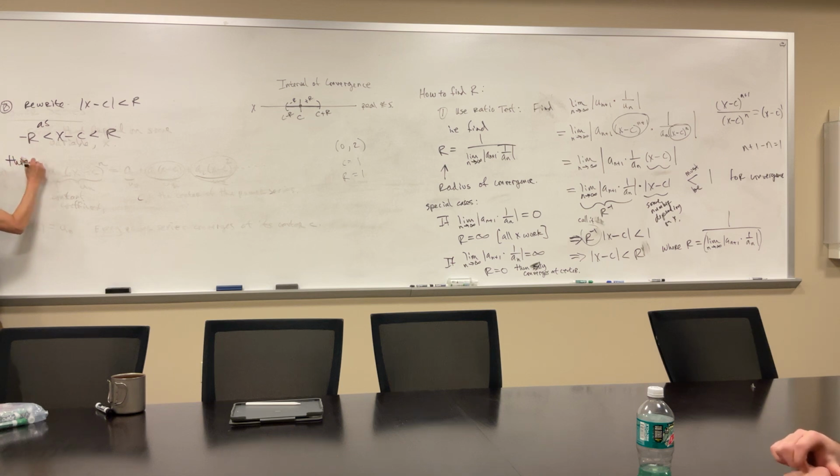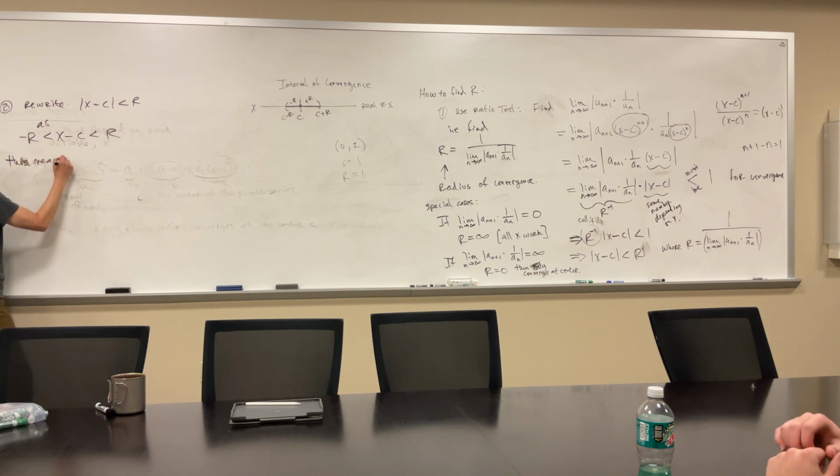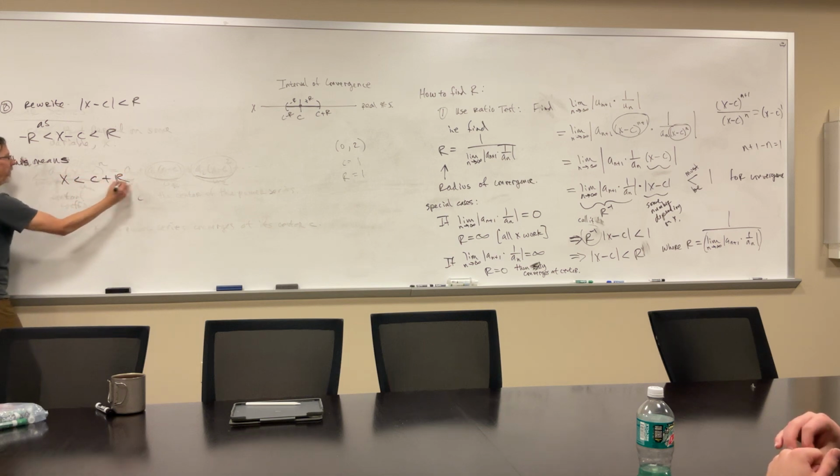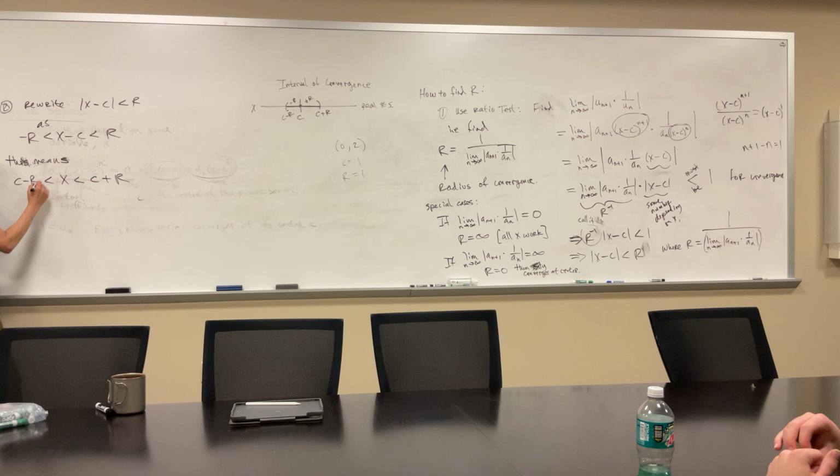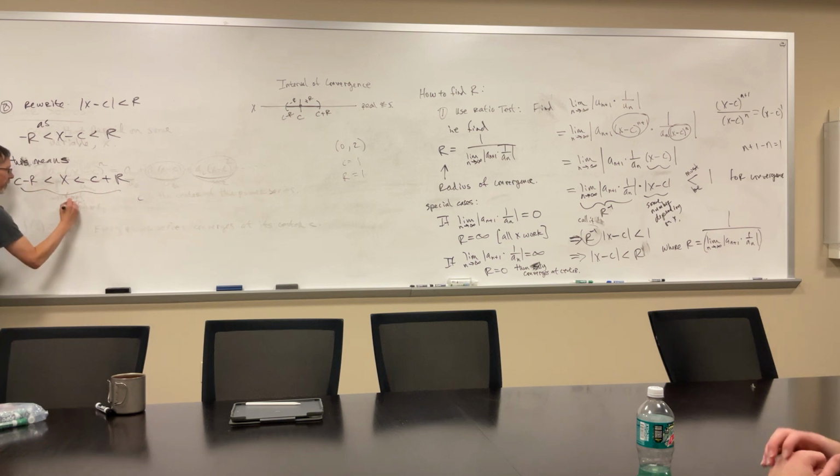This means, and so you could actually even just go right to this, add c to everything, that x is between the center plus the radius and the center minus the radius. This is our interval of convergence.